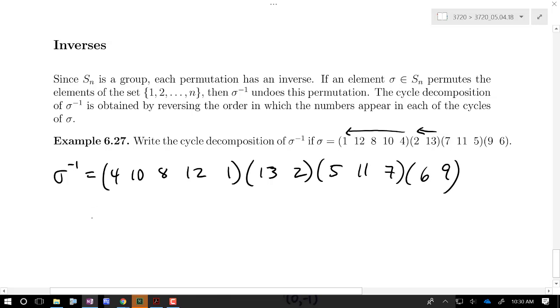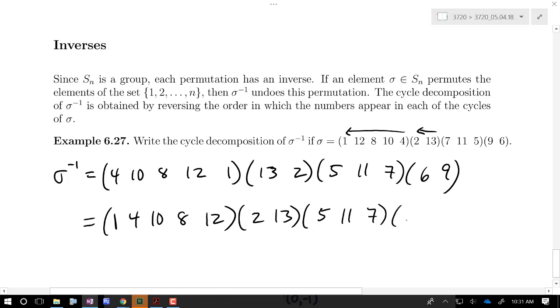We could leave it there. It's usually customary to start each cycle with the lowest number. So in particular, for this first one, if I wanted to write it so that it starts at 1, how would it proceed from there? It would go 1, 4, 10, 8, 12, and then 2, 13, and then the 5, 11, 7 stays as it is, and 6, 9 stays as it is.